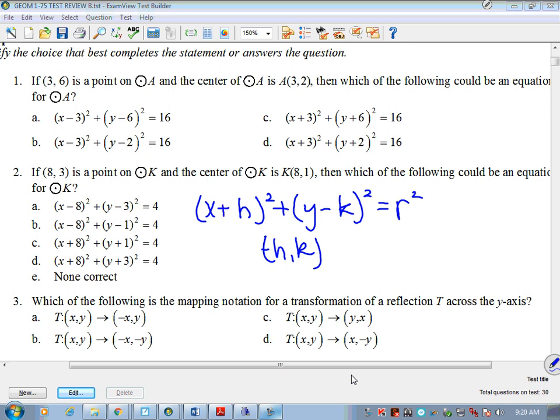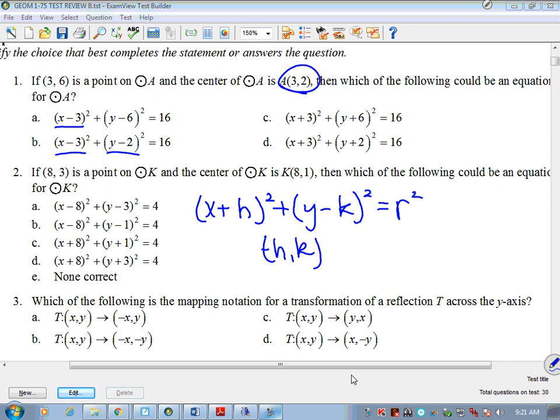Positive. Okay, so if the center of my circle is 3, 2, then I should get x minus what? Minus 3. That works here and here. Plus y, minus or plus? Minus 2. So that works based upon this, but how do they get 16?